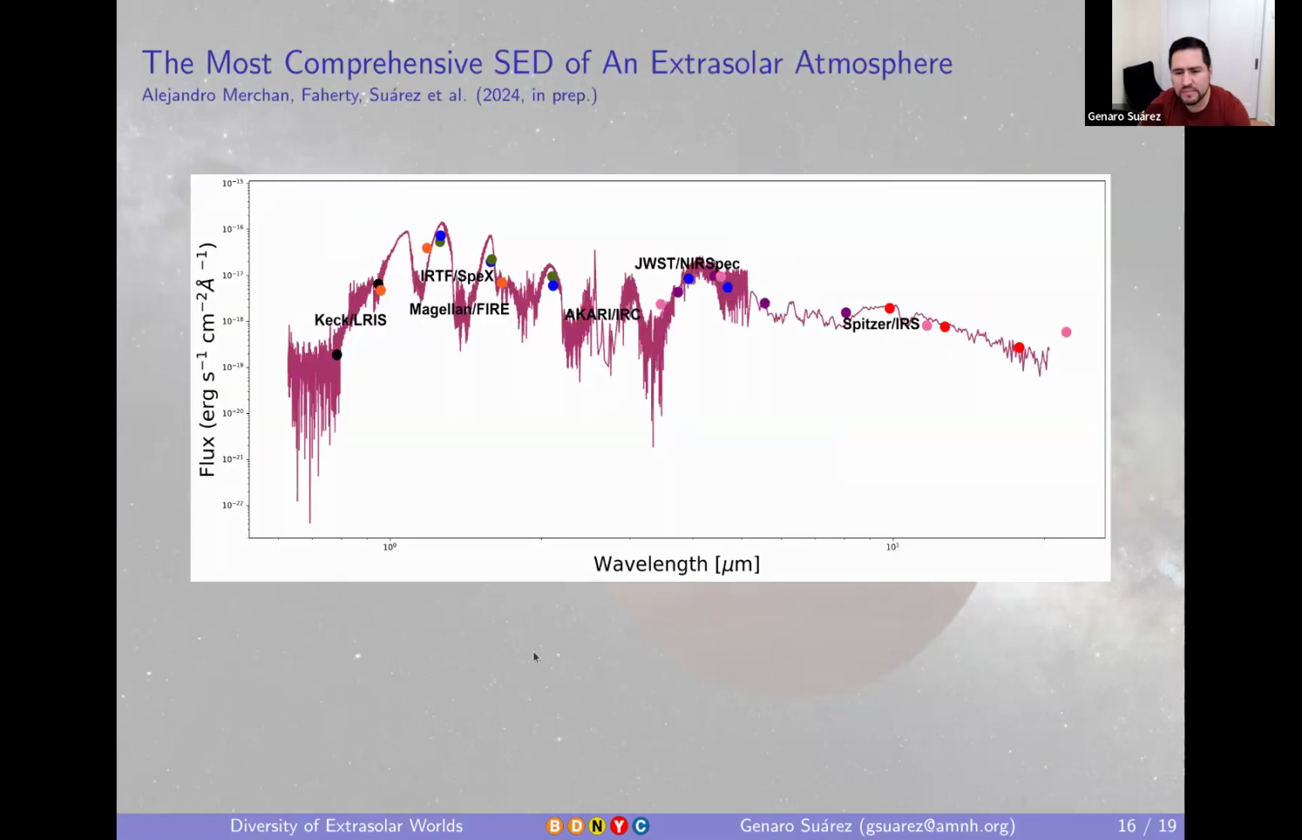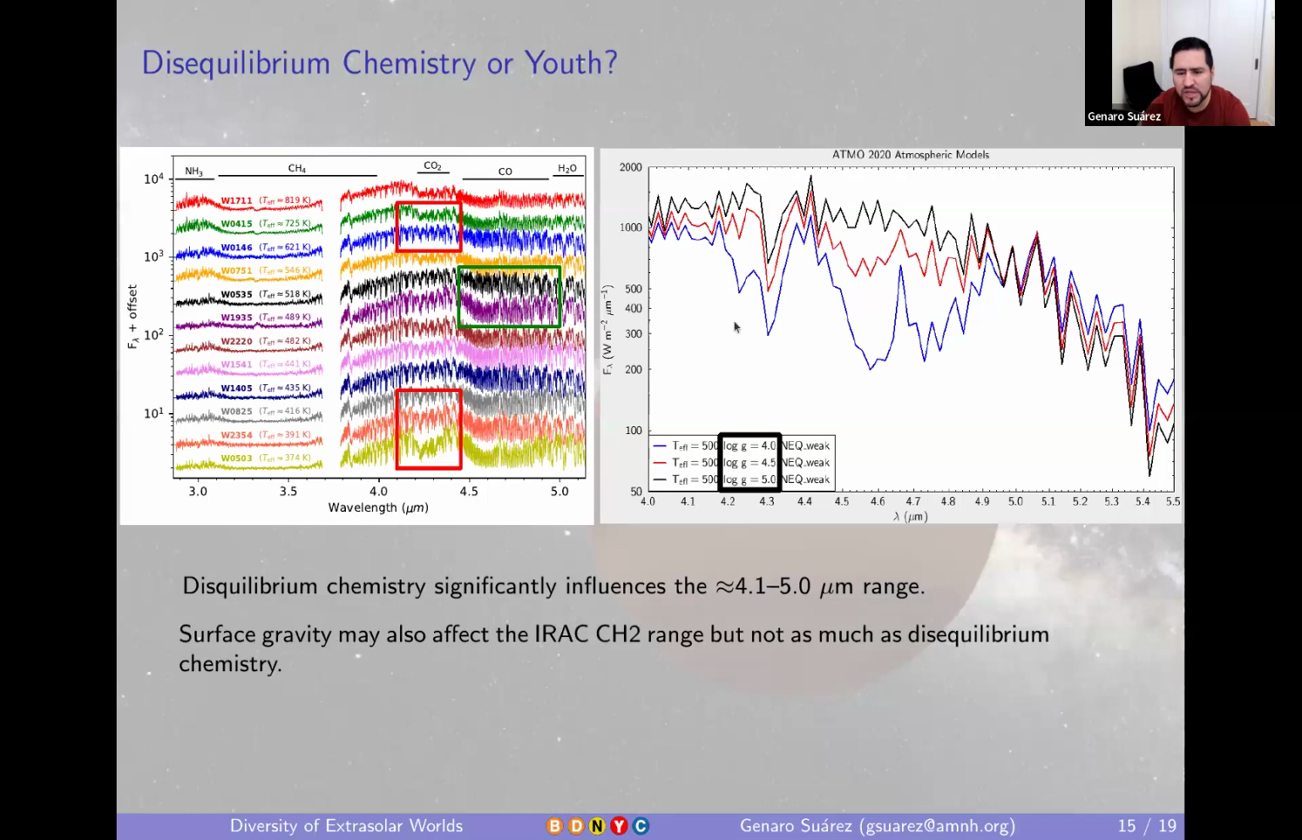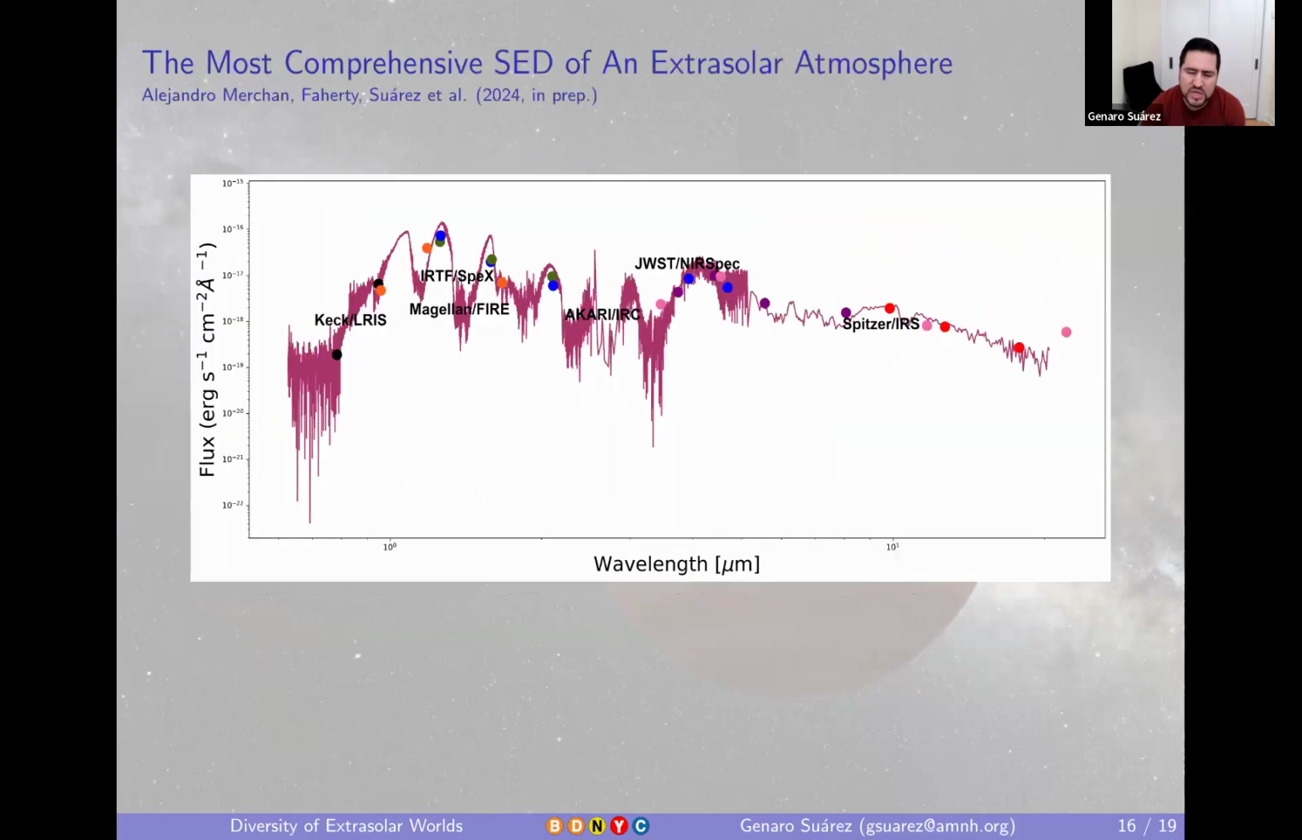We are exploring this phenomenon more formally using retrieval techniques for all our spectra here, but I'm going to show here results for only one object. So that object is one of the warmest ones in our sample, for which we present, to our knowledge, the most complete spectral energy distribution, going from the optical up to 20 microns using different telescopes.